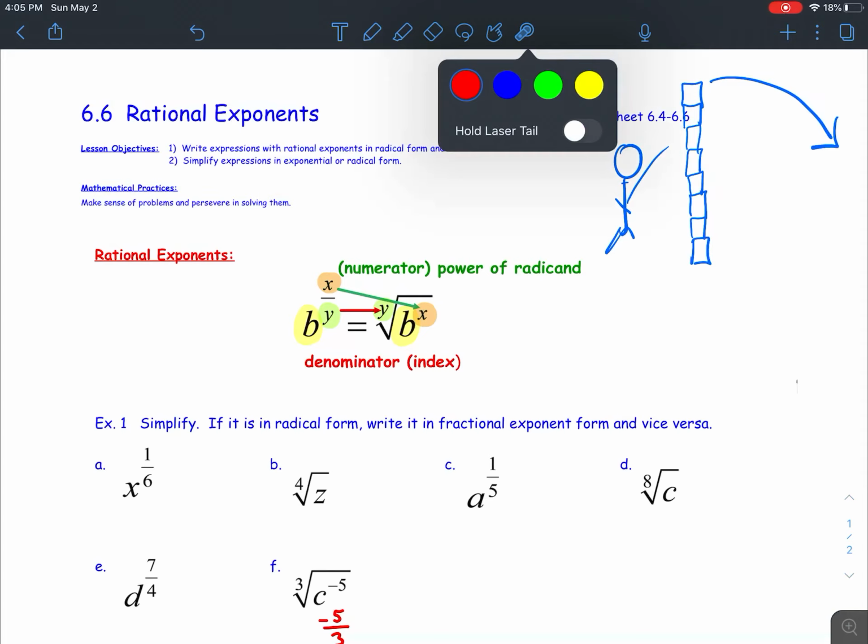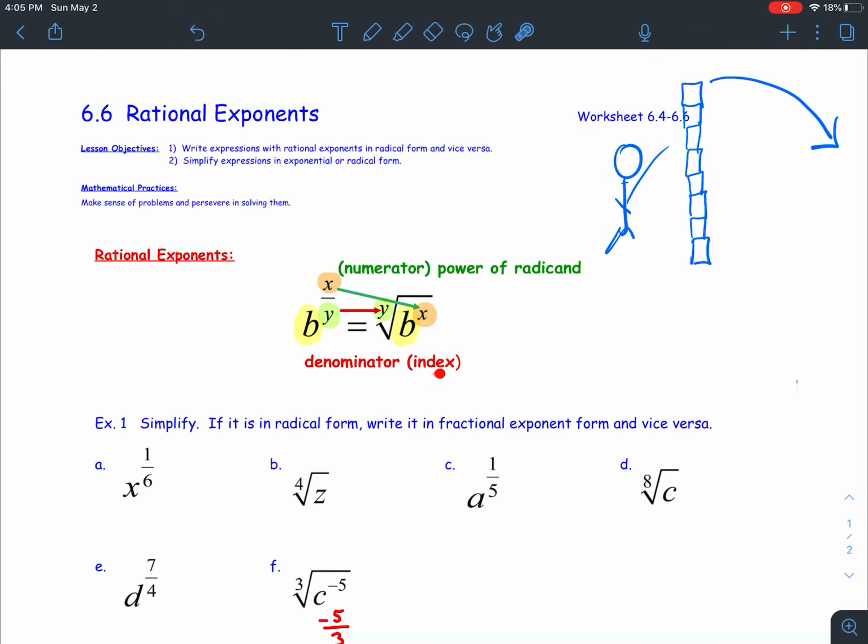Okay, and you can see this demonstrated right here. That's what this is saying. The denominator becomes your index. The numerator becomes the power of your radicand. All right, so let's go ahead and see if we can try to walk through a few examples of this. Basically, what we're asked to do here in the directions is if it's in radical form, we want to write it as a fractional exponent and vice versa.